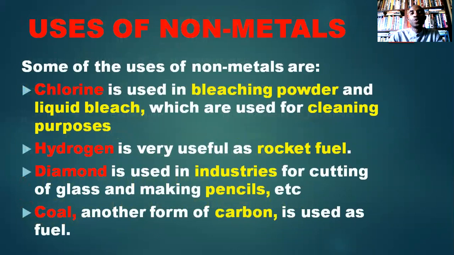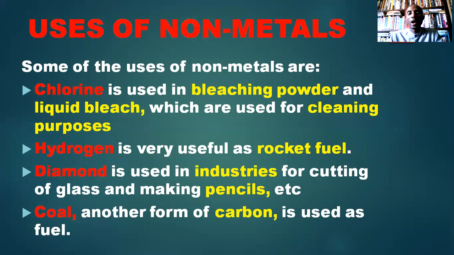Okay, what can we use non-metals for? Uses of non-metals depend on the one. I told you that we have 22 non-metals in the modern periodic table. And out of them, just pick as many as you want and talk about their uses. So chlorine, we use it for bleaching as a bleaching powder and liquid bleach, which are used for cleaning purposes.